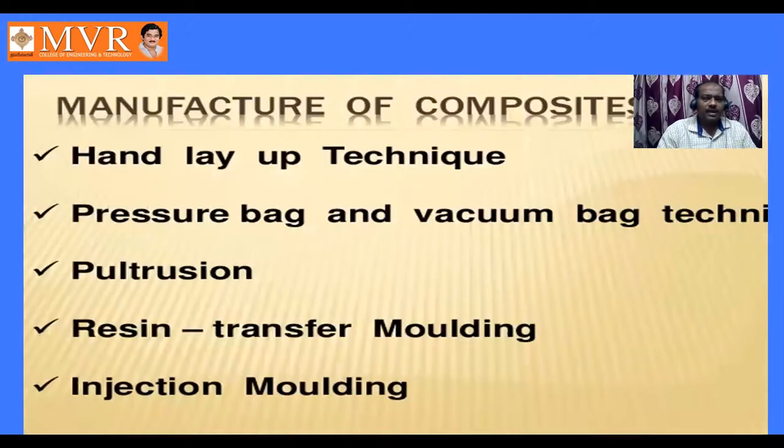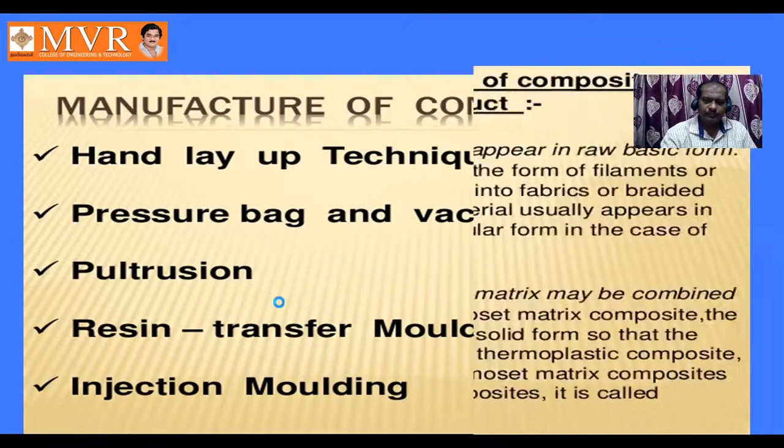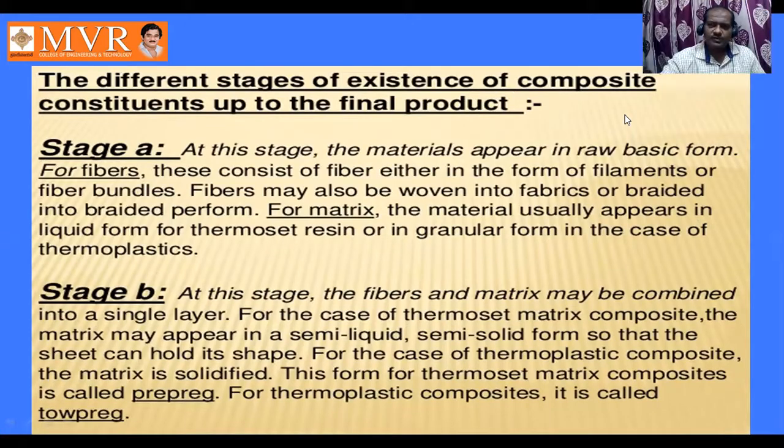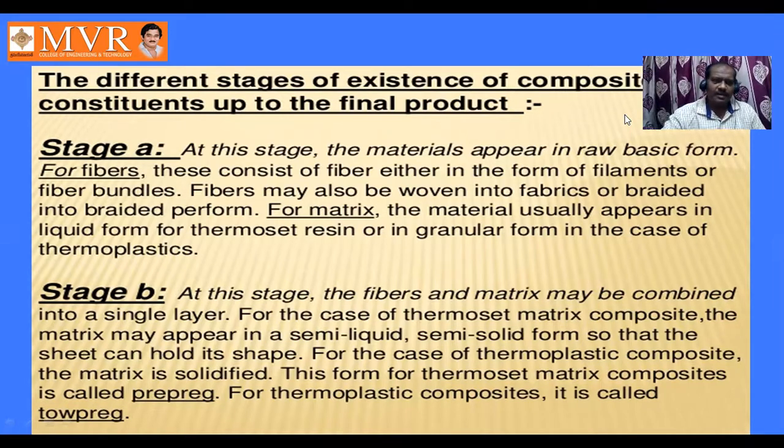In the manufacturing of composites, we have discussed the hand layup technique and injection molding. Some other techniques, like pressure bag and vacuum bag techniques, we are going to discuss in the coming classes, and in this class I am going to concentrate on the pultrusion method. Before going to the pultrusion method, I have discussed in a very brief manner how many ways we can manufacture a composite.